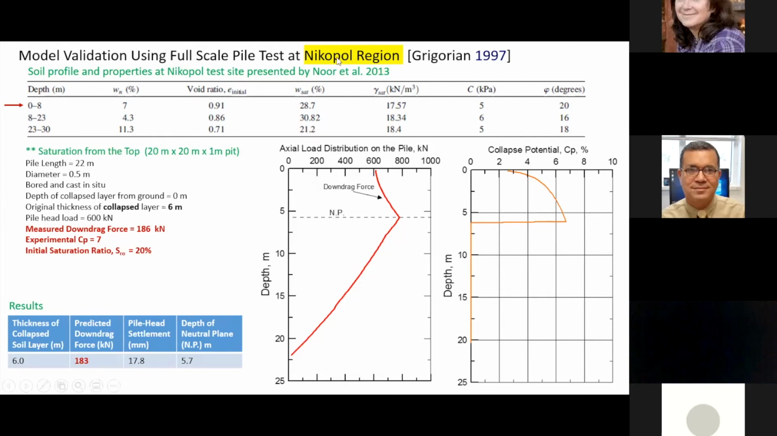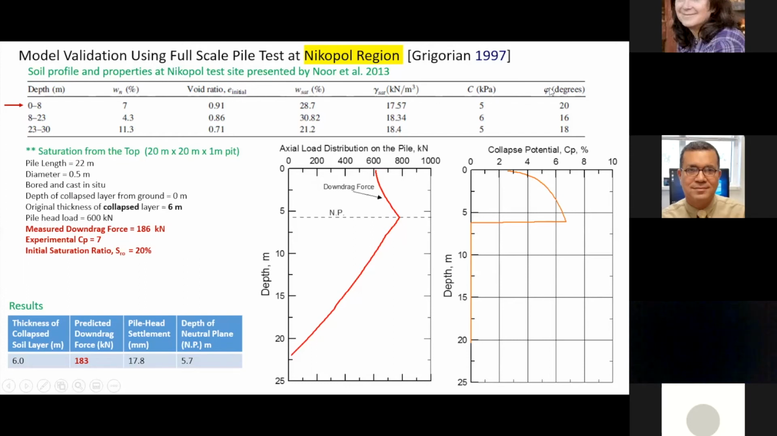This is in a book by Grigoryan in 1997. They performed very good full-scale load tests over there. Okay, and even those tests were used by other researchers here in the United States for validation too. They were using a kind of numerical analysis developed using the experimental test. I will show it to you in a moment.